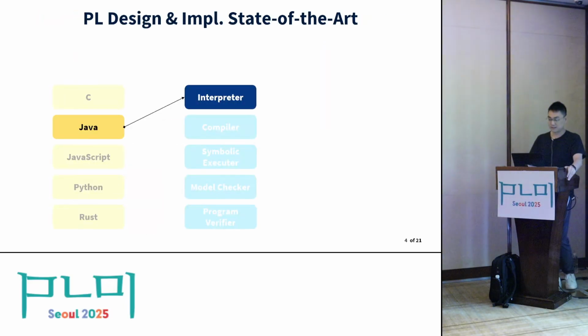So let me explain. How do we approach PL design and implementation in the state of the art? Well, we pick a language, say Java, and we pick a tool that we want for the language, say an interpreter. And then we spend years and years and a lot of effort to develop an interpreter for Java. Great, now we have an interpreter for Java. But how about the other tools? Users may want to have a formal verifier for Java. How do they get those? And how about the other languages? Are we just going to repeat basically the same procedure for each and every combination of a language and a tool?